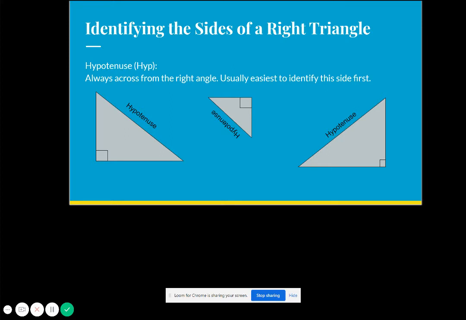Remember that the box means it's 90 degrees, so maybe it'll say it's 90 degrees, but the hypotenuse is always across from the 90-degree angle. Some of my students really struggle with this. If you're having trouble finding the hypotenuse, please put your finger on the box and then look and see which side is not touching. Which side of the triangle your finger is not touching, that's the hypotenuse.